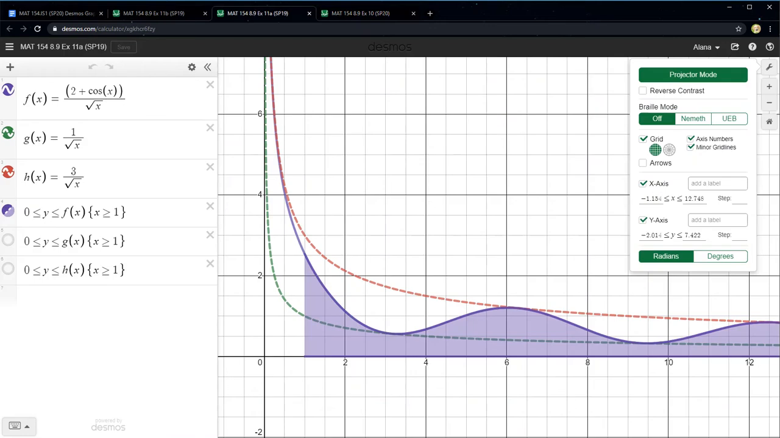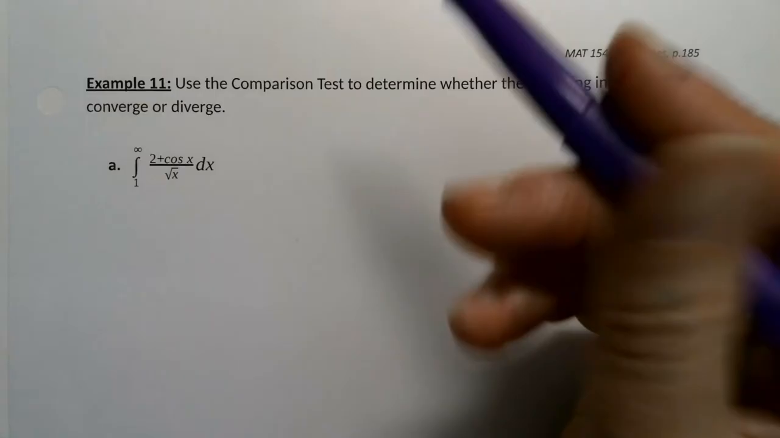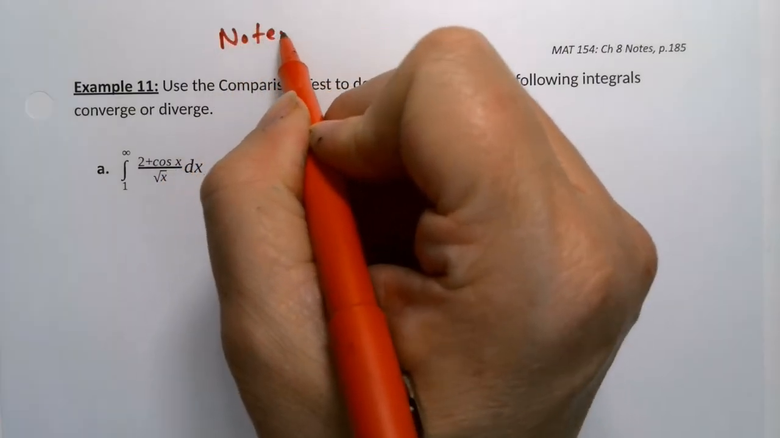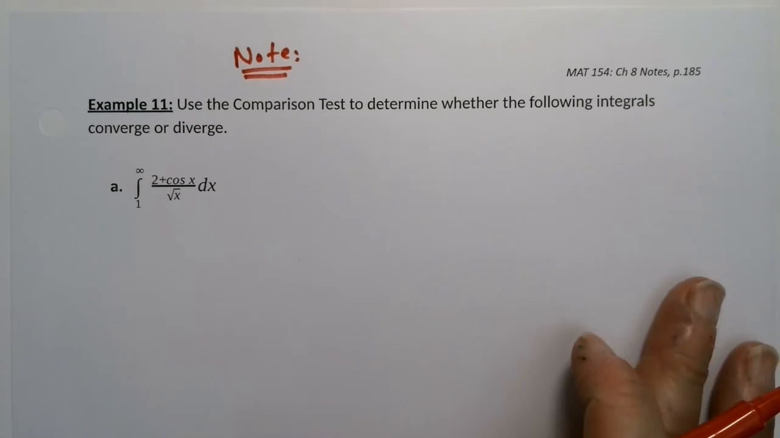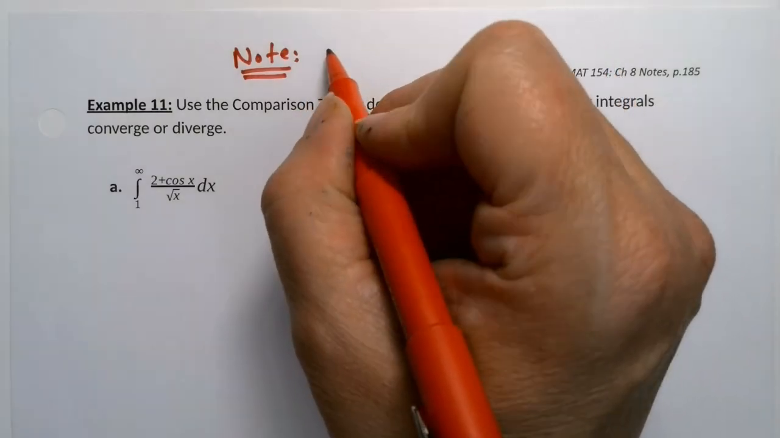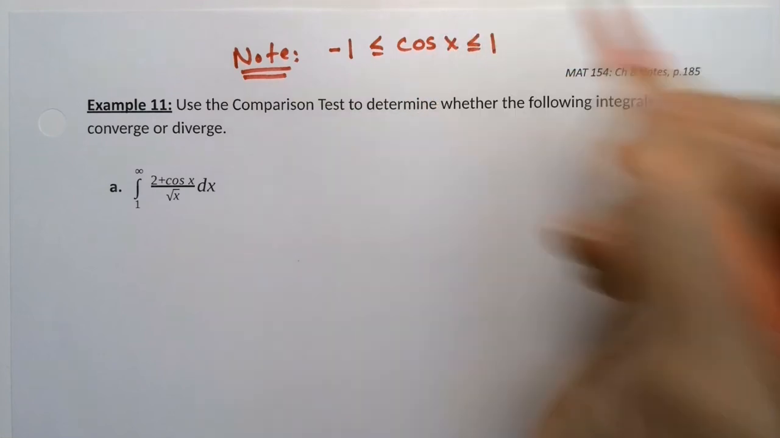If you look at 2 plus cosine of x over the square root of x, it's this wavy curve right here. What I noticed to myself is that cosine of x, we'll make a big note about this because we'll use this a lot. And remind yourself that the comparison test is not going to go away. It's going to come back in chapter 10, so you might as well be used to it. So negative 1 is less than or equal to cosine of x, which is less than or equal to 1.